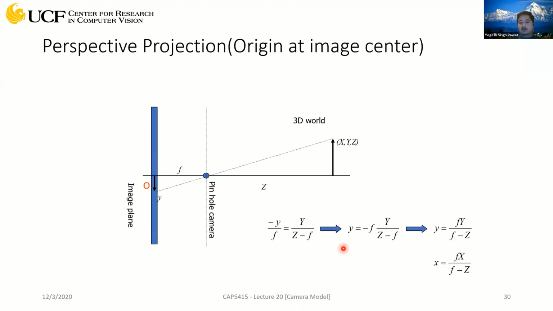Now, one thing you might observe here is that this transformation is actually not linear. And the reason for that is you have a z in your denominator, and the z is not a constant. The z is going to change with every point in your 3D world. All right, so therefore this transformation is not linear.